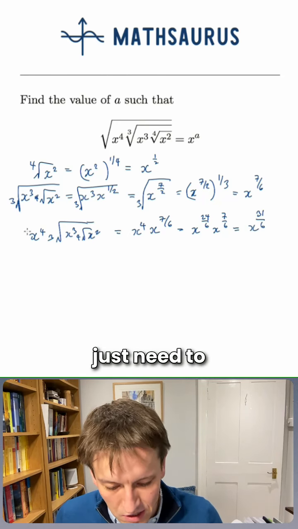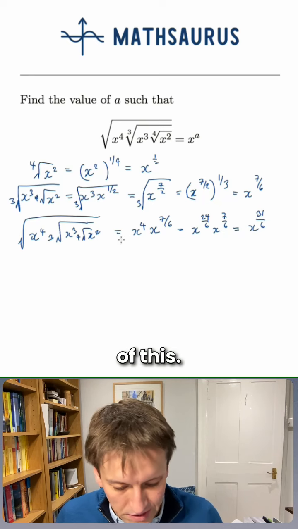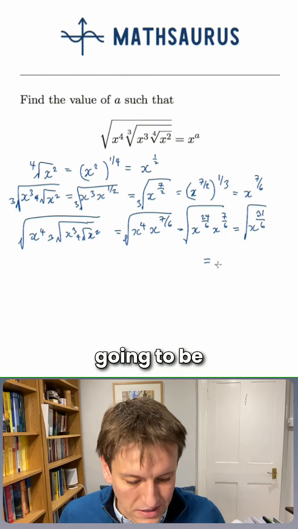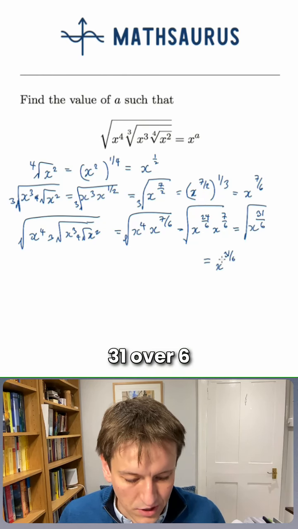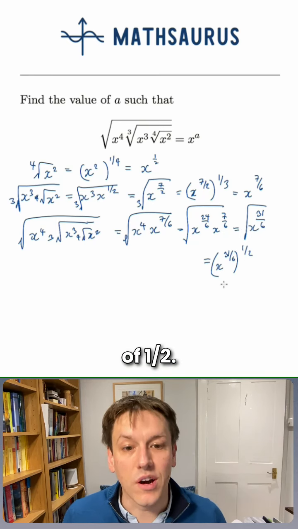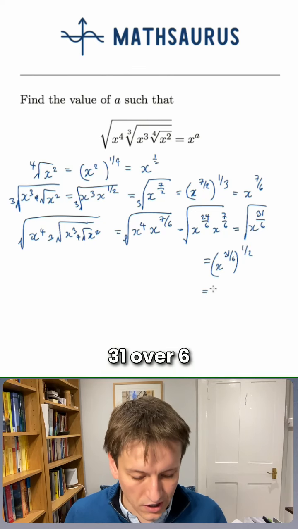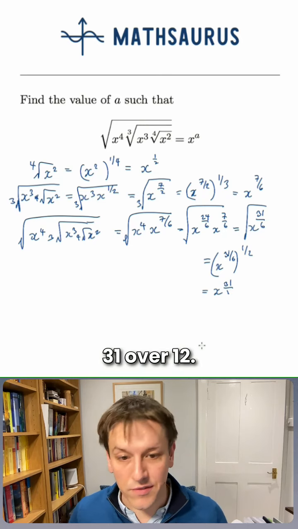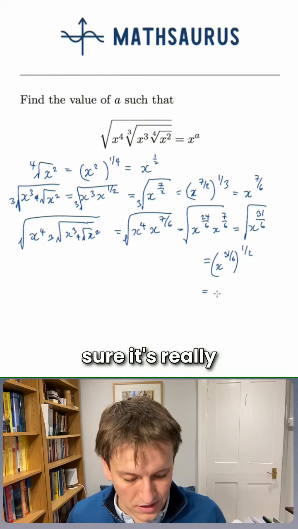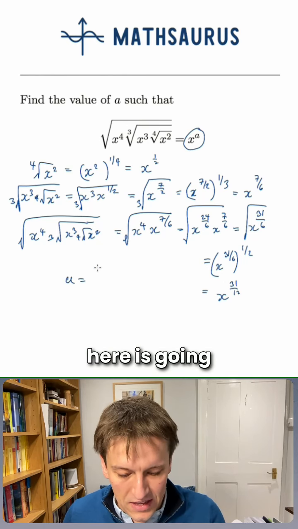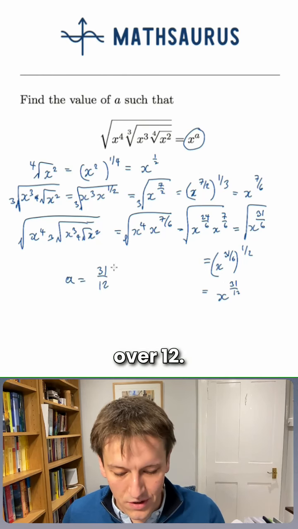And then I just need to take the square root of all of this. So let's put a big square root over all of this. Okay, well, that's going to be x to the 31/6 to the power of 1/2. And then I just multiply the powers again. 31/6 times 1/2 is x to the 31/12 then. Let's write that to make sure it's really clear that that's a power. And so the value of a here is going to be 31/12.